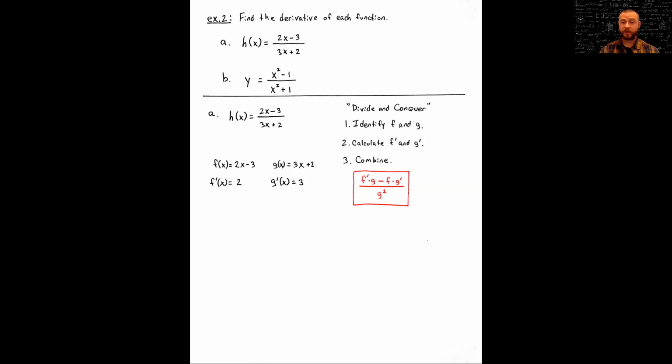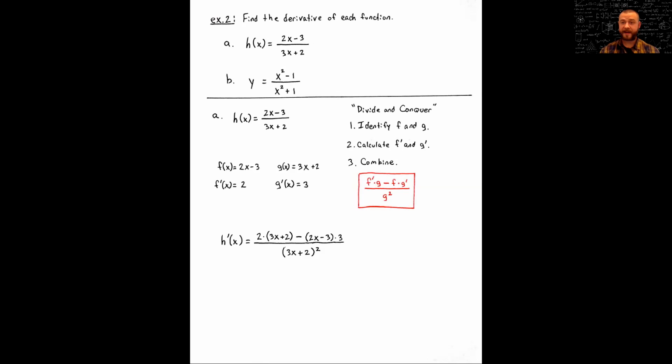All right, the only work left is step 3, combining these pieces together. Our functions are not products, so we don't combine using the product rule. Our functions are quotients, so we combine them back together using the quotient rule. F prime times g minus f times g prime all over g squared. All right, and if we just plug those pieces in, we get to here, leaving all the factors as is. And this simplifies pretty quickly. Notice we can distribute the 2 through the parentheses and the 3 at the end through parentheses as well.